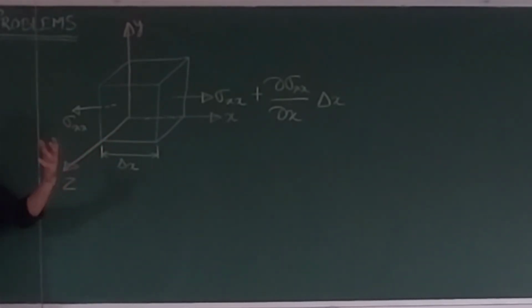So it is something like this: x plus delta x. So sigma xx plus del sigma xx del x delta x. And then you will have the higher order terms which we are neglecting. So it is in this sense the Taylor series expansion.